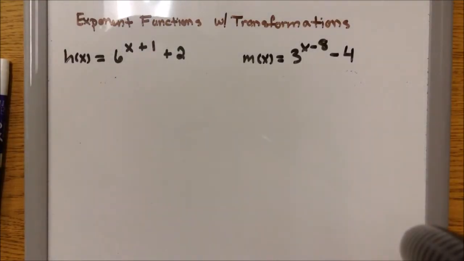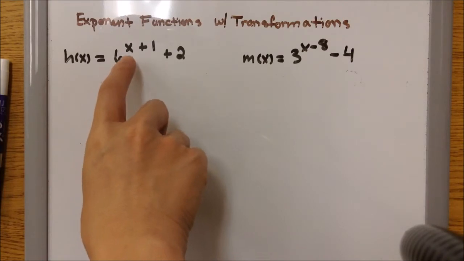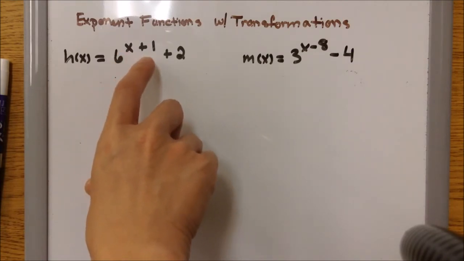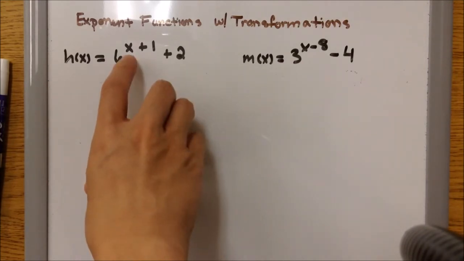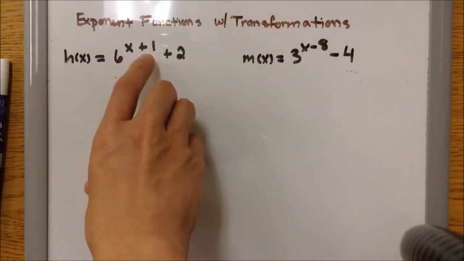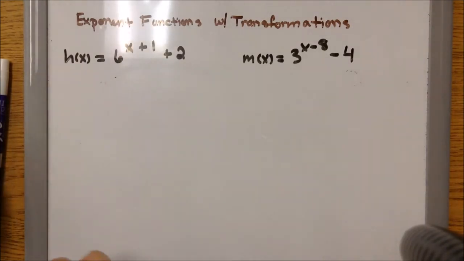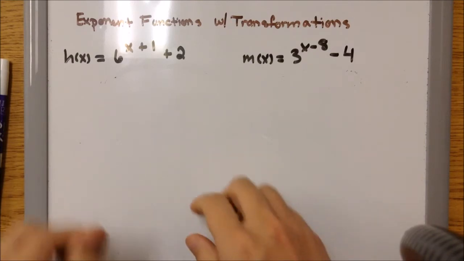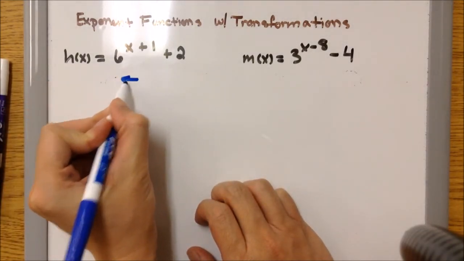Alright, in example 3 we have h of x equals 6 to the power of x plus 1 and then plus 2. So if we were to look at this example, we see that on the x, it's x plus 1. So it has a number with the x, so that means it's either left or right. Since it's plus 1 with the x, it means that it's going to go to the left 1 unit.